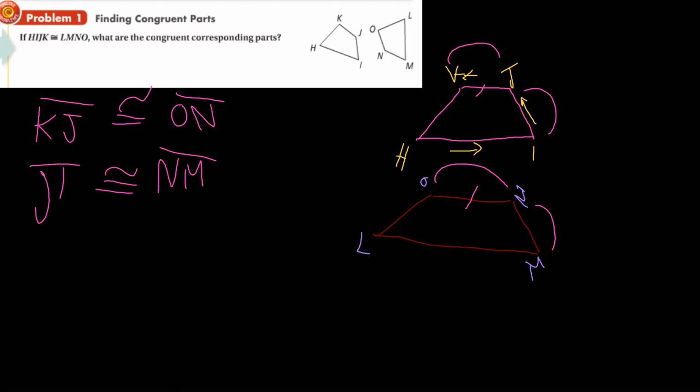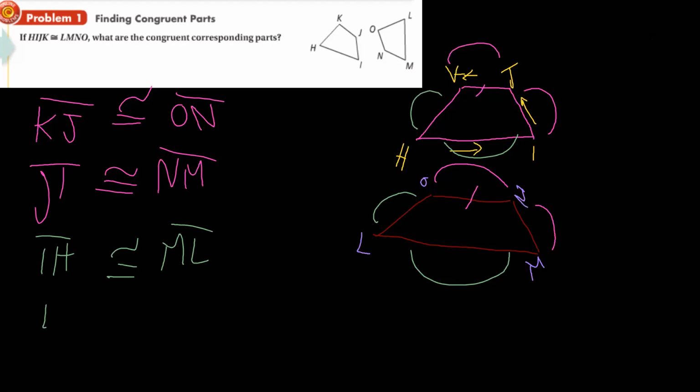And then also IH corresponding with ML. So I can say the line segment IH corresponds with ML. And the last one here, I will say LO with HK. So the line segment LO corresponds with HK. Is it clear? Yes, miss.